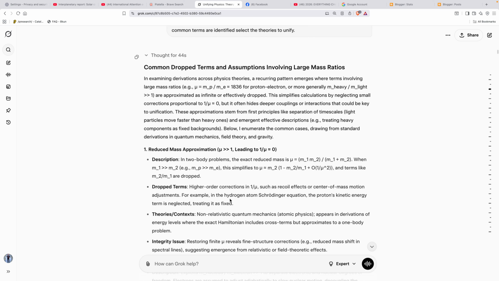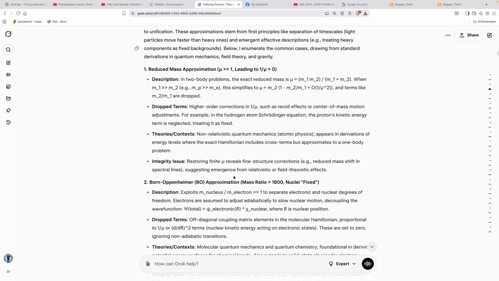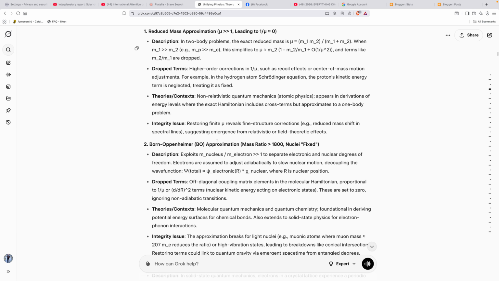That's solid state. And, for example, hydrogen atom, the Schrodinger equation. Anyways, they drop all these things. So, and it works out perfect in technology in a limited case. It just doesn't give you the full scientific connection to the universe. So integrity issue, restoring finite mu reveals fine structure corrections. See, that's why we're approaching it this way.